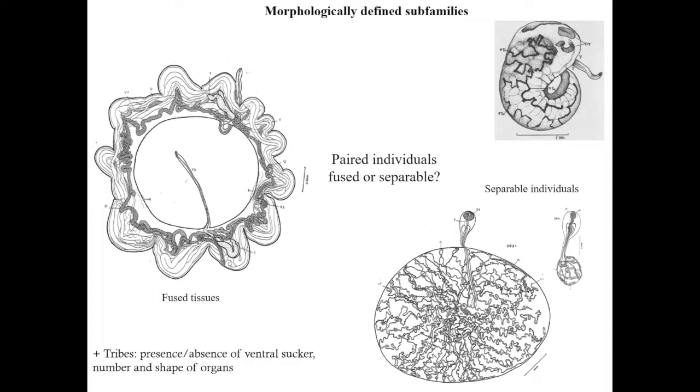If we go down to the tribes, then it becomes even more complicated, because then we have to deal with either the presence or absence of the ventral sucker and the number and shape of the different organs, which can be tubular or completely branched and going everywhere, like on this drawing, for example. You have here an ovary that is doing, I don't know what, probably branched, and a vitellarium, meaning the organ that makes the eggshell, also probably branched and looping around.